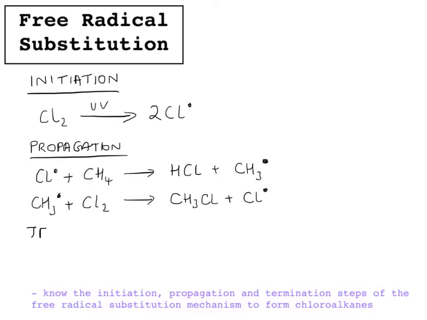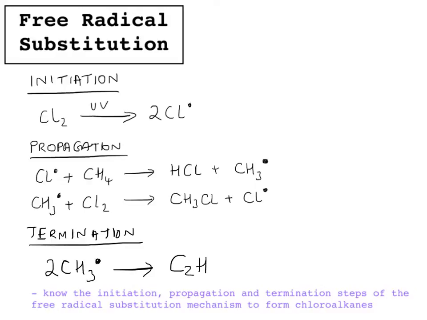A termination step is basically where two free radicals will react together. Usually the termination step that you're asked for in an exam is where the two alkane free radicals, in this case two methyl free radicals, react together. And what that will create is C2H6, which is ethane.